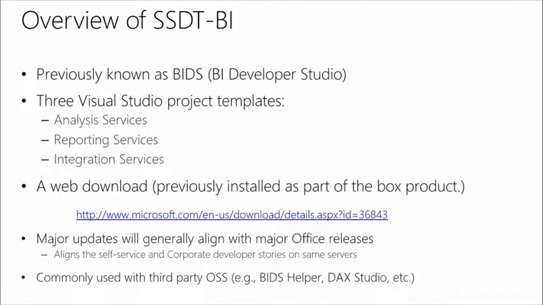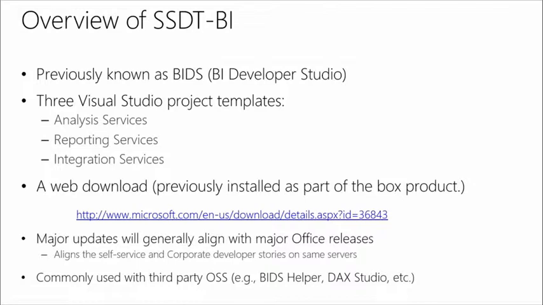And as I mentioned, there are three project types in there: Analysis Services, Reporting Services, and Integration Services. It's now a web download. It used to ship in the box. Now you just get it as a download, and you can download the most current version at any point in time. You can just go get it.